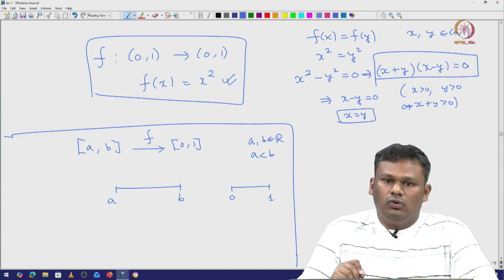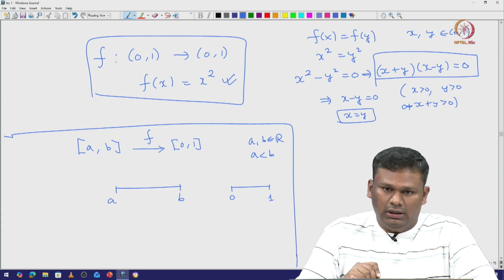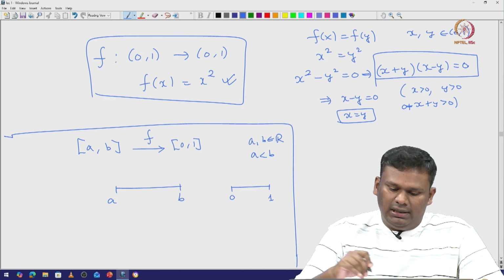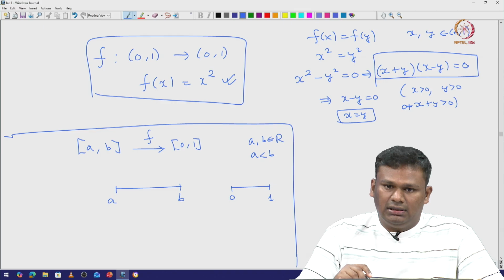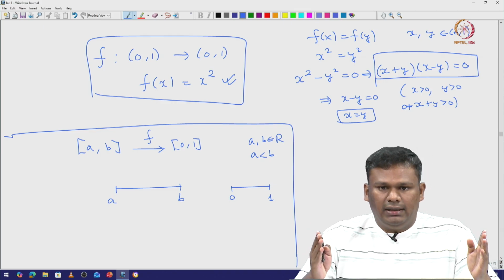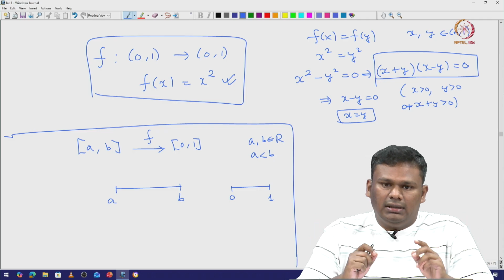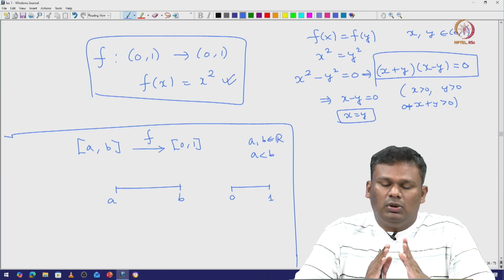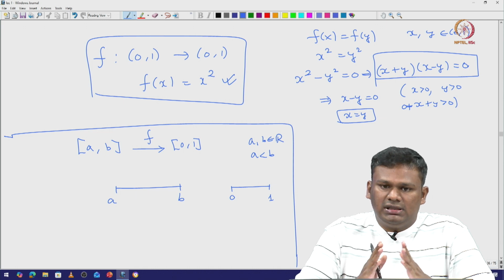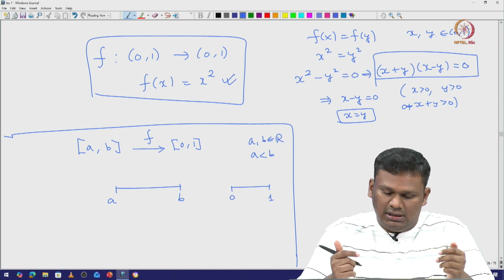For example, a could be 100 and b could be 1000. In that case, we are getting a really large interval. But how do you scale it? You can take any large interval and squeeze it to make it [0, 1], and if you take a very small interval, you can stretch it and make it [0, 1]. This scaling actually gives us the bijection.